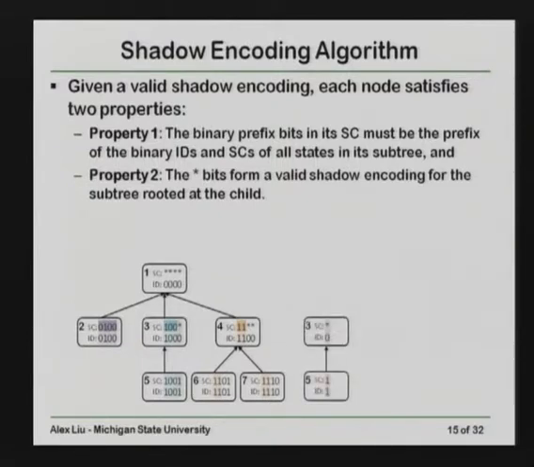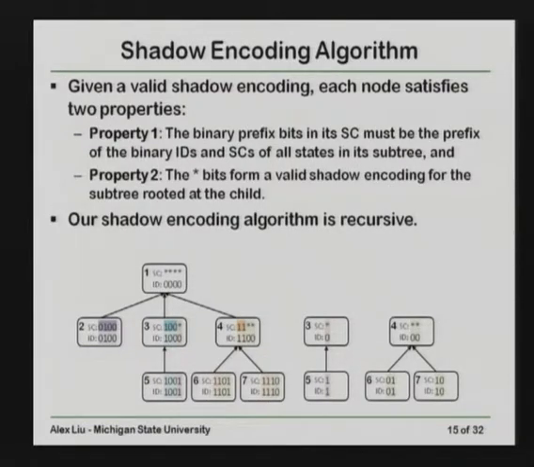Let's take a look at this example. For states 3 and 5, if you delete all the prefix bits, then the shadow code for 3 is star and its ID is 0, and the shadow code for 5 is 1 and its ID is 1. So this will also form a valid shadow encoding. And the same thing holds for the subtree of states 5, 6, and 7. So this suggests that the shadow encoding algorithm can be recursive, so we develop a recursive shadow encoding algorithm.